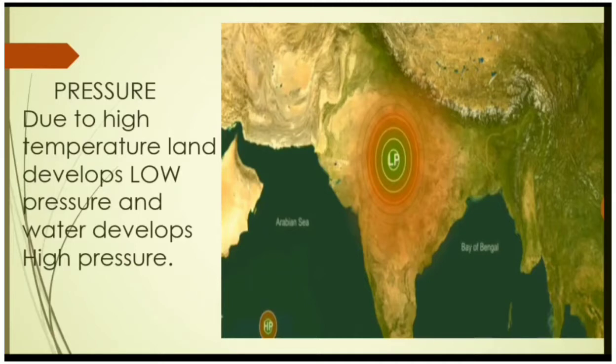Now as the temperature has increased over the land area, pressure changes. Now the mainland of India, that is the interior part of India, has developed a low pressure because it's receiving direct sun rays. So the whole of the area has developed a low pressure, while the surrounding region, which is a water body like the Arabian Sea and Bay of Bengal, develops a high pressure.